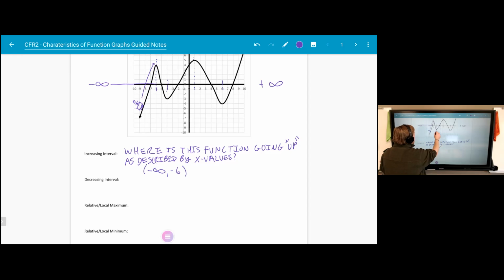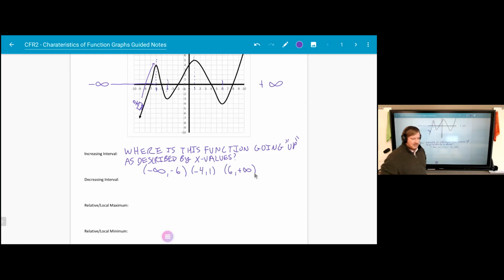I also increase when x is -4 to when x is 1. Again, when we're saying up and down, that is taking care of the y values. We just want to report the x values. So from -4 to 1, it's also going up, and then it's also going up from 6 to positive infinity.